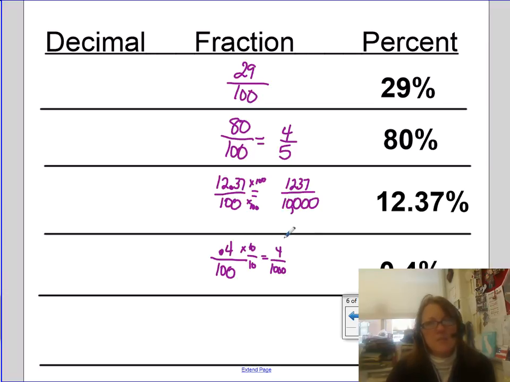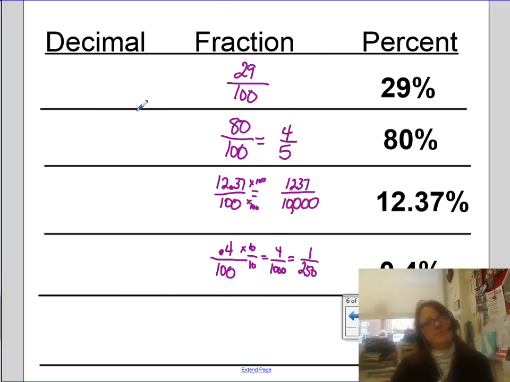But that's not in simplest form, and our goal is to get it in simplest form. So simplify this. You can divide by 2 and 2 again, or divide all at once by 4, and you get 1 over 250. All right, so if you have the percent, you can change it into fractions.